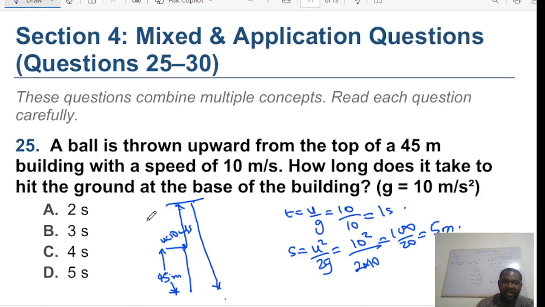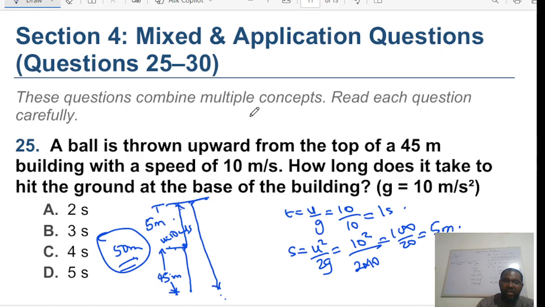So that means the distance it takes to reach the maximum height is 5 meters. And so the total height is 50 meters, because the height of the building is 45 plus the height above the building is 5. So that's a total of 50 meters. The reason why we calculated this is because that's the only information we can use to calculate the time it takes to reach the ground.